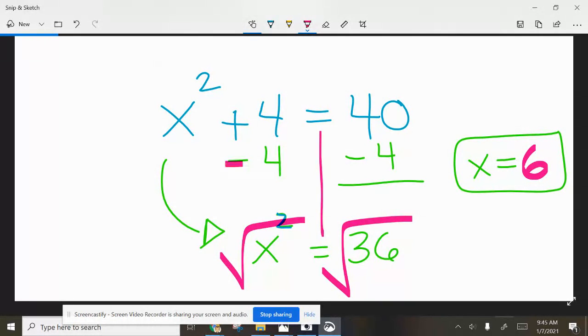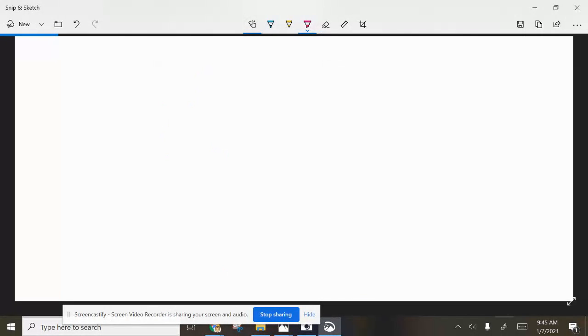So what was your first step? Subtract 4, which is easy. We know how to do that. Got rid of all this. This is all gone. Then we deal with the 36. Let's do another couple of these.